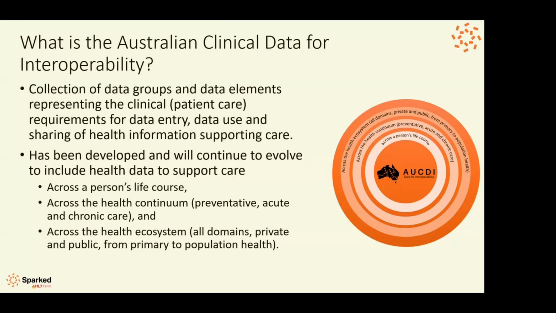So we've been developing this in an agile, iterative manner, and we are developing it to evolve to include healthcare that will support care across a person's life, across the health continuum, so preventative, acute and chronic care, as well as across the health ecosystem, so all domains, private, public, from primary to population health.